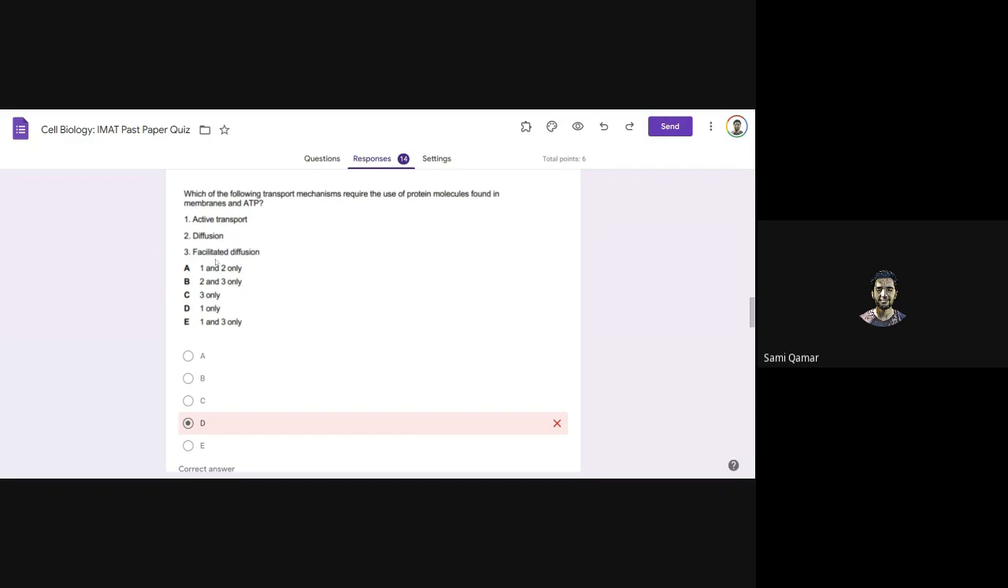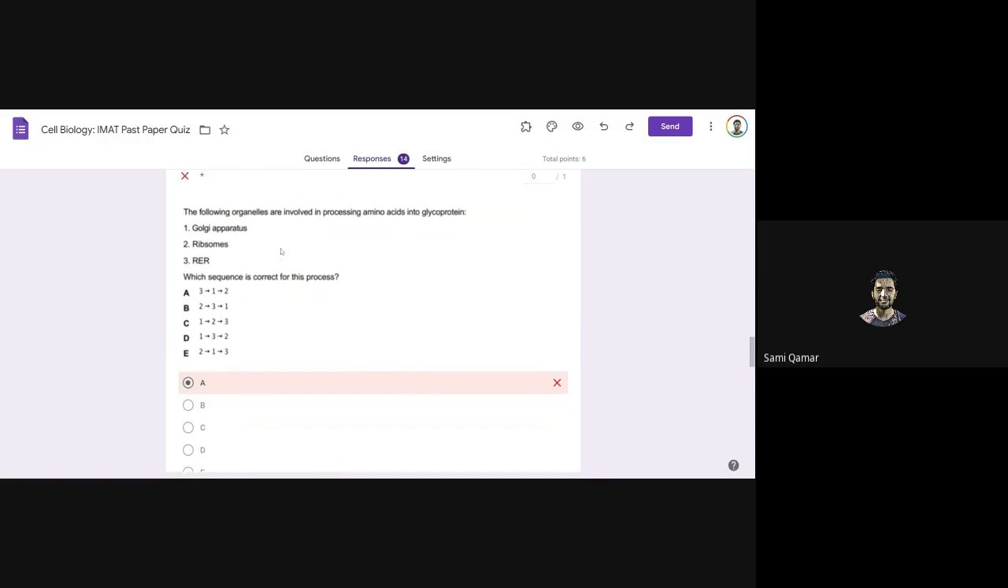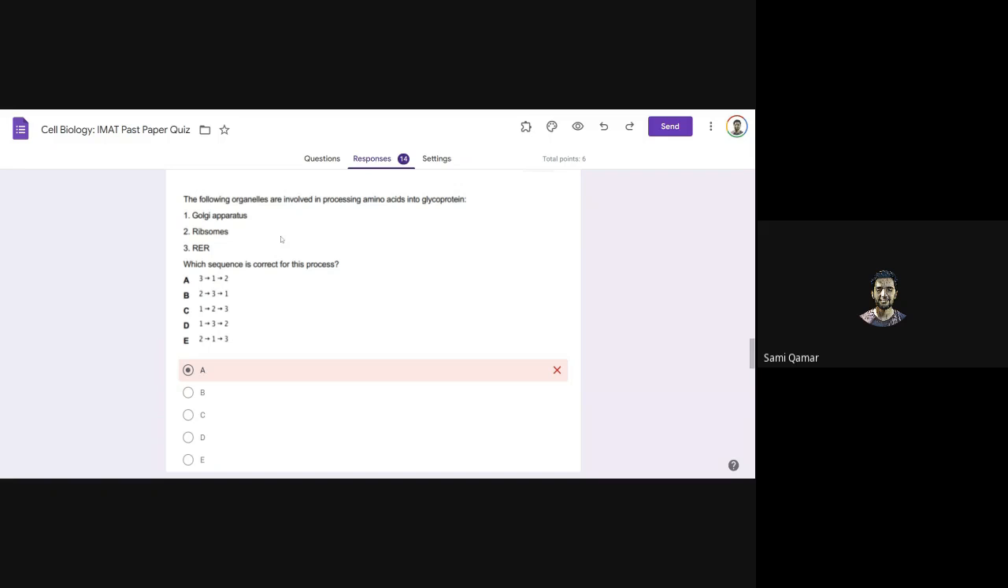Diffusion does not use proteins. It can happen anywhere. Facilitated diffusion does use proteins, but it does not use ATP, so that option is eliminated because we require that ATP is also being used. So active transport is the only option we are left with. I hope you guys are getting this question, now you can do it.